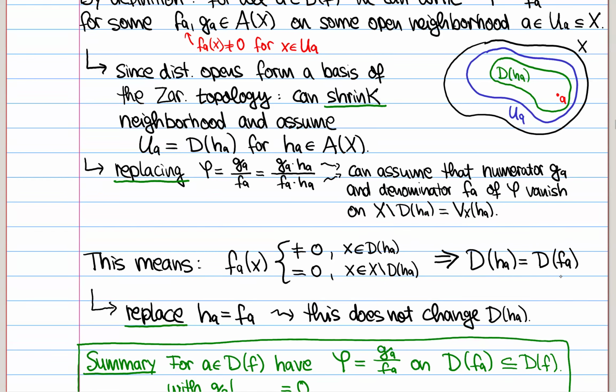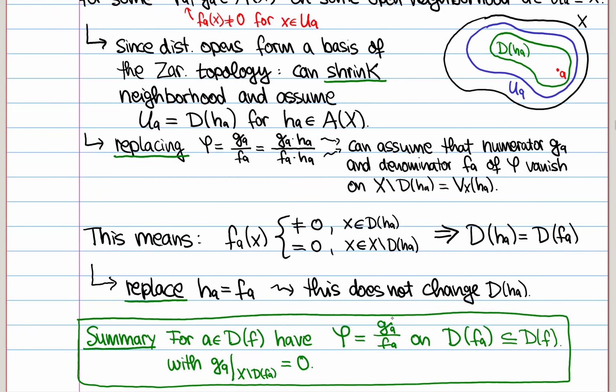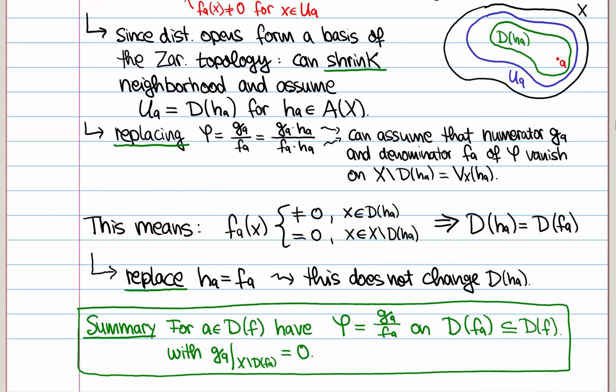And then, to simplify our lives, we can just take HA to be FA. Because if you replace HA by FA, this doesn't change this distinguished set. So in other words, we can get rid of HA, and then we just have two data points left, FA and GA. Okay, so this was a series of simplifications, and I just want to summarize again what this has given us.